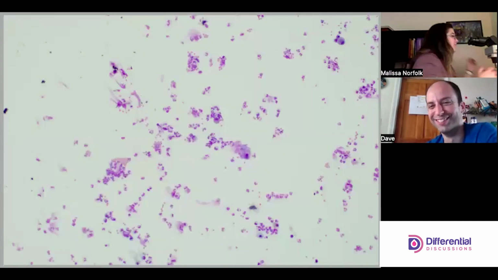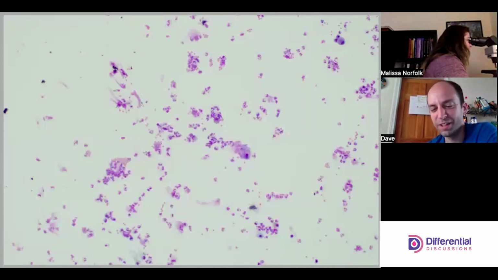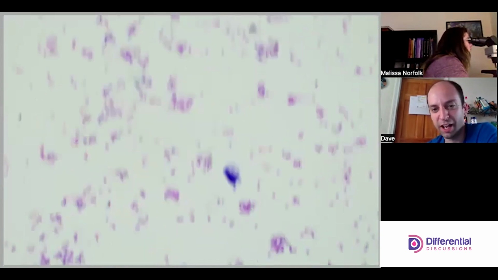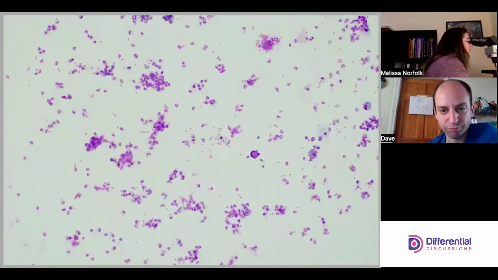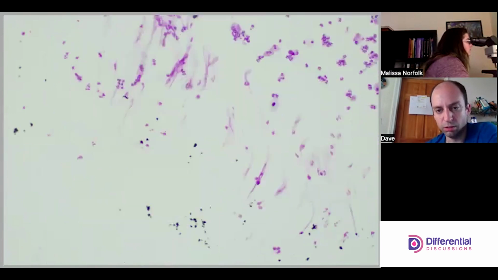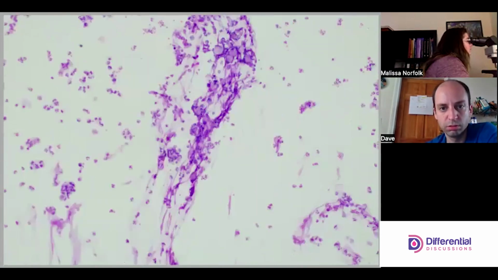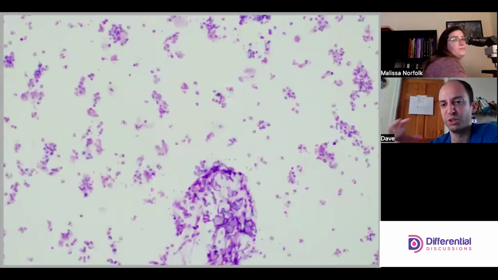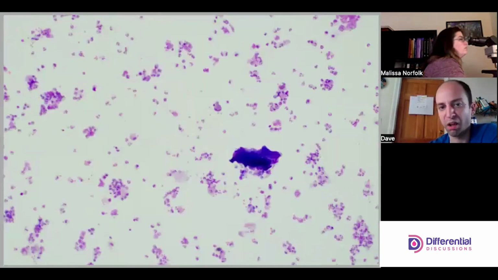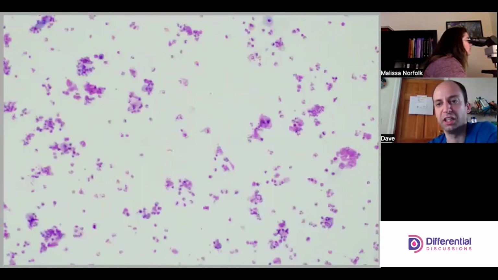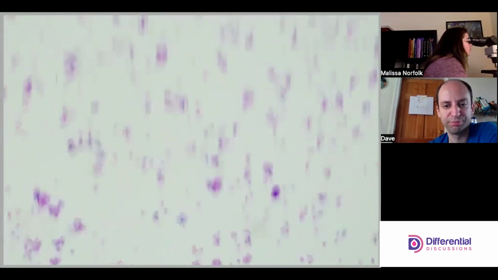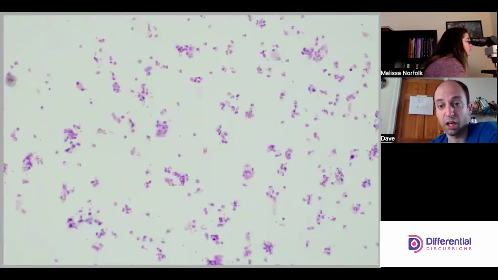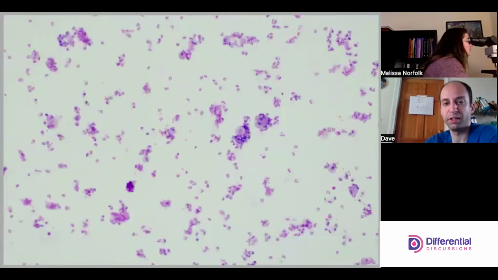So here we are on low power, and good practice, we're going to scan around and look for things that might stand out. So we have these wispy purple areas, and it speaks to the junky quality of some of these fluids. I saw what appears to be a couple of squamous epithelial cells, which isn't going to be abnormal.